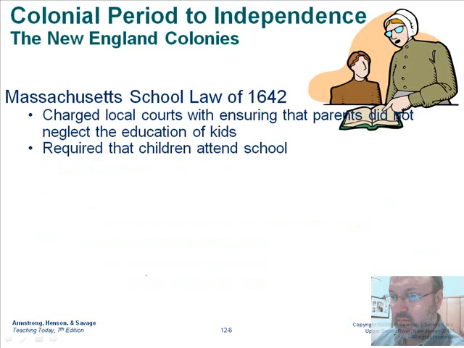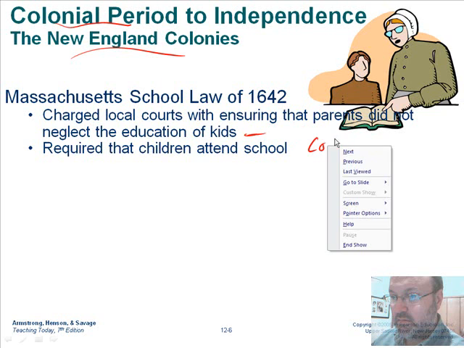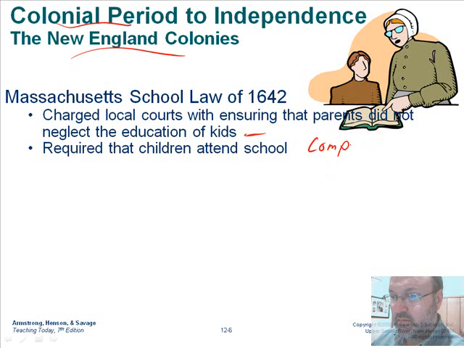And there was the Massachusetts School Law of 1642. We're still in this colonial period of the New England colonies. Make that clear. It charged local courts with ensuring that parents did not neglect education of kids. It required that children attend school. This was the first called compulsory. You're going to want to know this. Compulsory attendance. Okay. And so this is the law that set up compulsory attendance, saying you have to attend school.